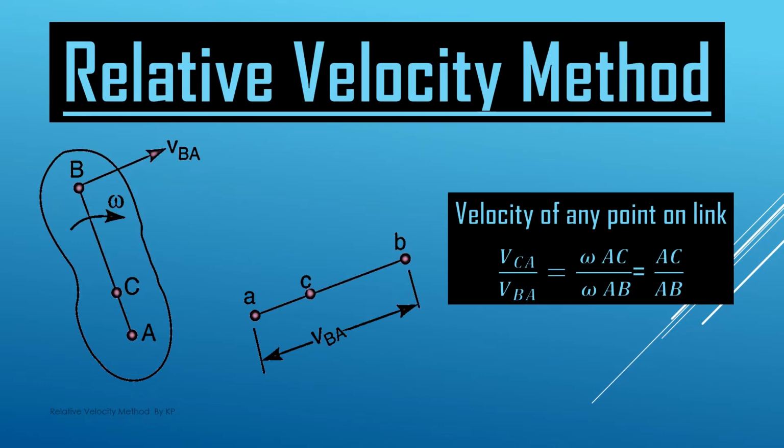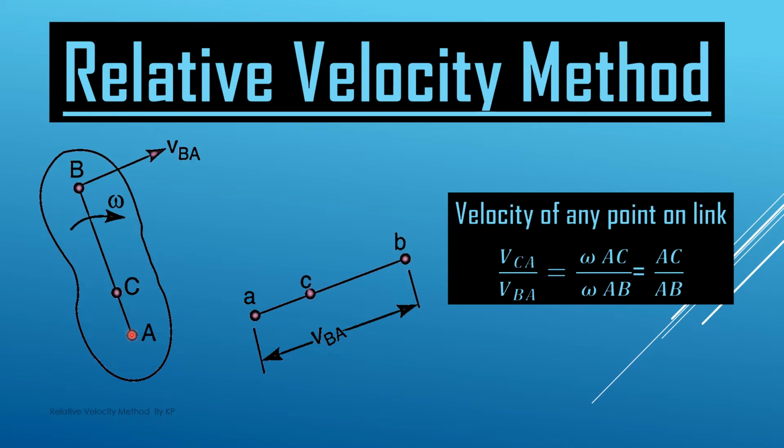So in this figure, a rigid link is shown to you. This is a rigid link, and three different points we have taken on the rigid link. One is A, second is B, and third is C. We know that this rigid link rotates about this point A with an angular speed of omega in the clockwise direction.